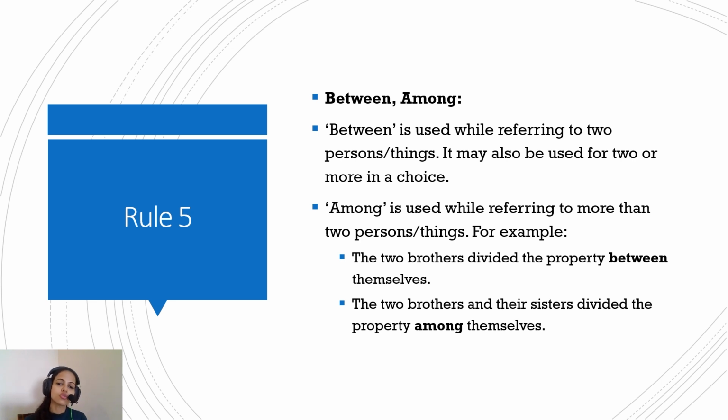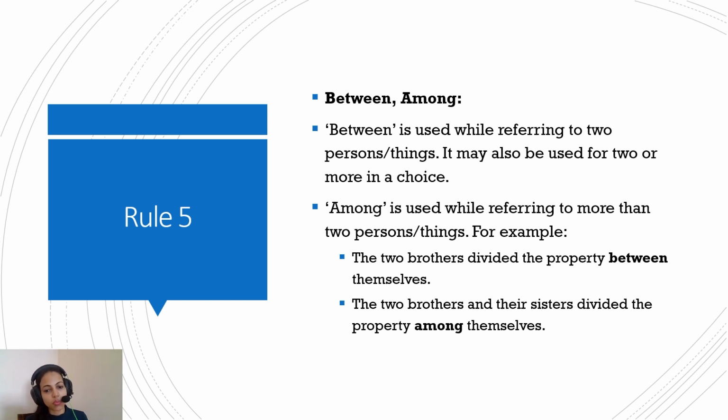Between is used while you are referring to two persons or things, specifically two. It may also be used for a choice among two or more. And among is used while referring to more than two persons or things. So let's understand this with an example. The two brothers divided the property between themselves. So there are two brothers, so the property division is between.